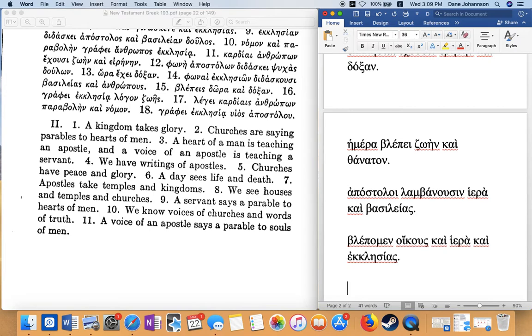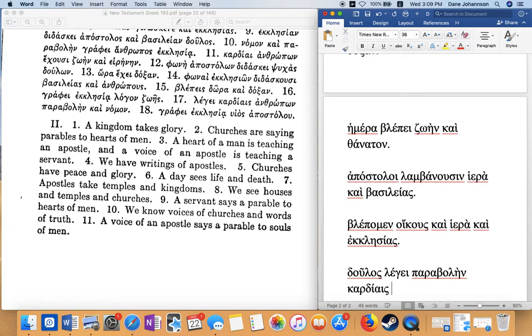Number nine. A servant says a parable to hearts of men. A servant, which would be doulos, so nominative, singular, masculine. A servant, doulos, says, legei, parabolen, a parable to hearts. We've kind of done this already. Kardias, anthropon. Doulos legei parabolen kardias anthropon. A servant says or speaks a parable to hearts of men. So dative, to hearts of men. Kardias anthropon.